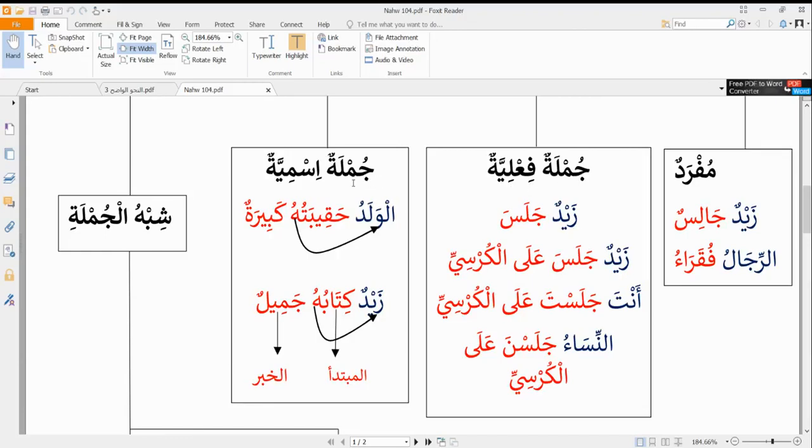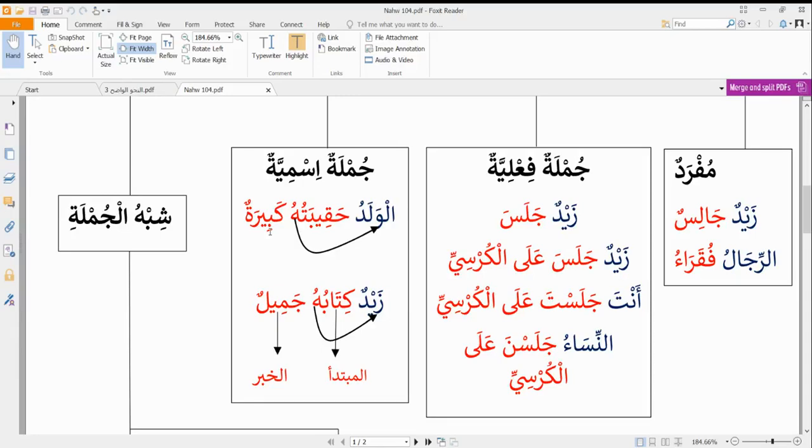So the third type of khabar that we can have is Jumlatun ismiya. So a jumla, that is a sentence that starts with an ismu. So Jumlatun ismiya can also be a khabar. For example, we have al-waladu haqibatuhu kabiro. Al-waladu haqibatuhu kabiro. The boy, his bag is big.